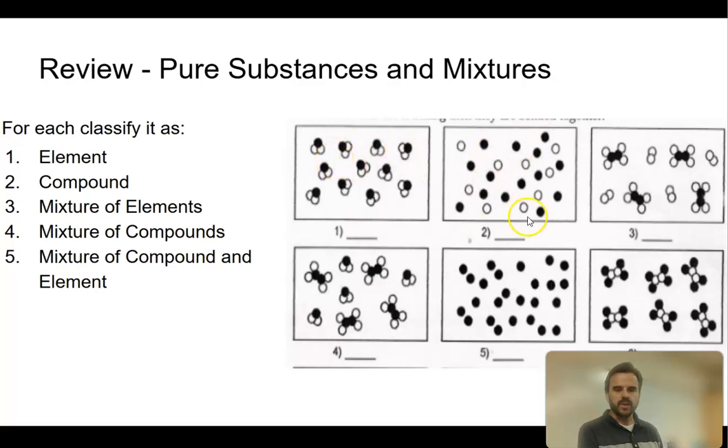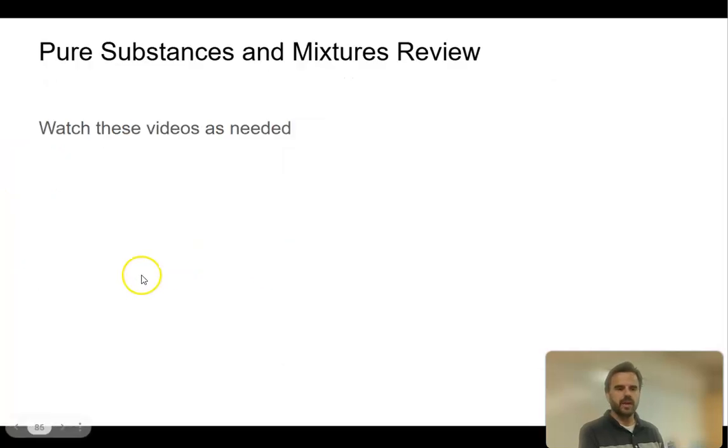The second one is going to be a mixture because you have two different types of atoms that are not bonded together. These ones are bonded together, these ones are not. So this is a mixture. The third one is also a mixture because you have a compound mixed with a pure element. The fourth one is also a mixture because you have two different compounds mixed together. The fifth one is a pure element, and the sixth one is a pure compound. And those are the different categories.